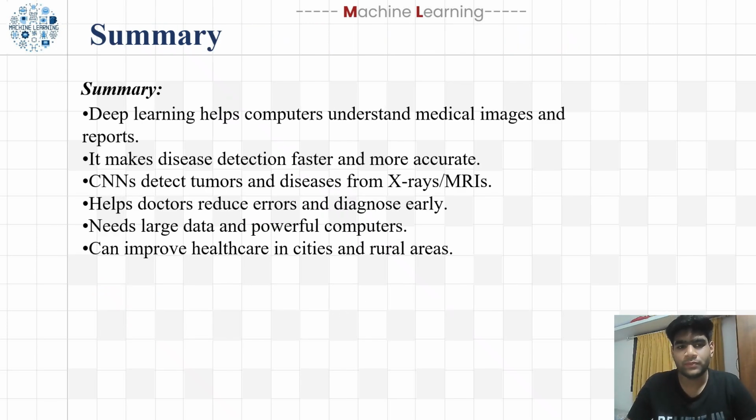Now let us go through the summary. Deep learning basically helps computers to understand medical images and reports. It makes disease detection more accurate and faster. CNN detects tumors and diseases from X-rays and MRIs. It helps doctors reduce errors and diagnose as early as possible.